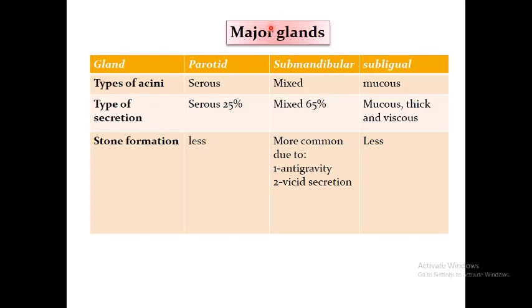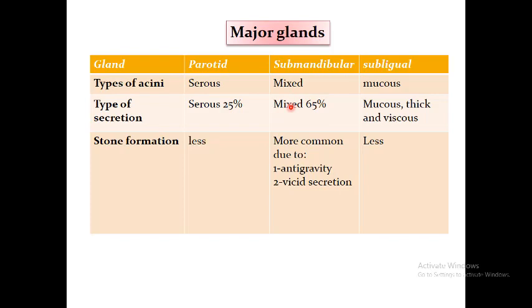About the nature of secretion of the major glands, it's very important to know that the parotid gland contains just serous acini, so its secretion is serous secretion, while the sublingual gland contains mucous acini, so the secretion is thick mucous secretion. The submandibular gland contains mixed acini, so it has mixed secretion.